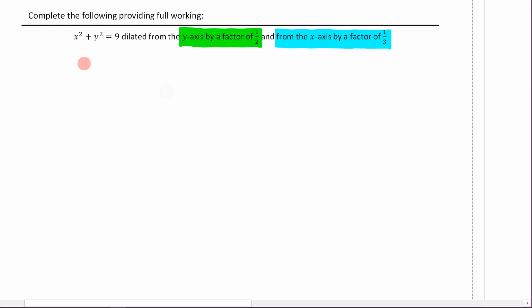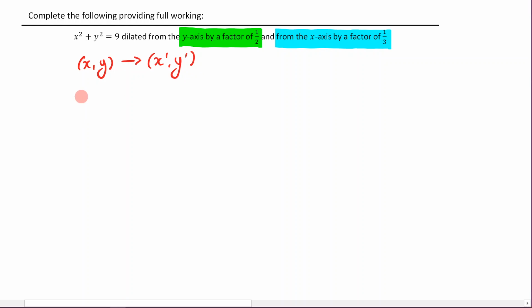So let's do it. And this is a good one too, because we have two dilations occurring at once here. We have x squared plus y squared equals 9 dilated from the y-axis by a factor of 1/2, and then also from the x-axis by a factor of 1/3. So in this instance, what I would do is the long way. So we would go, all right, I have x, y. Then I have this. Then I rewrite it.